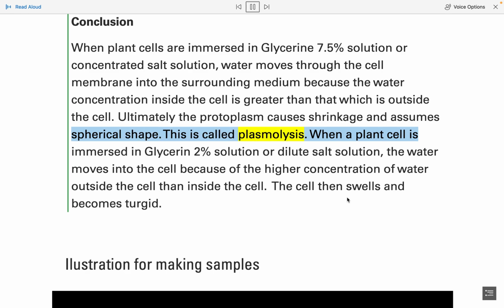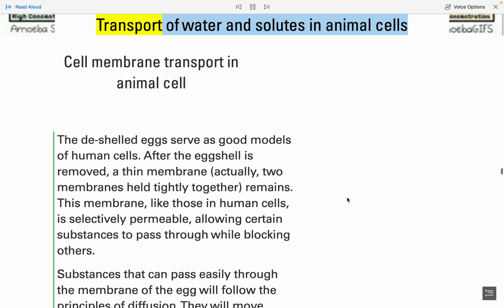This is called plasmolysis. When a plant cell is immersed in glycerin 2% solution or dilute salt solution, the water moves into the cell because of the higher concentration of water outside the cell than inside the cell. The cell then swells and becomes turgid. Illustration for making samples. Transport of water.